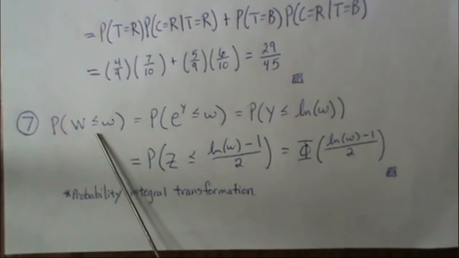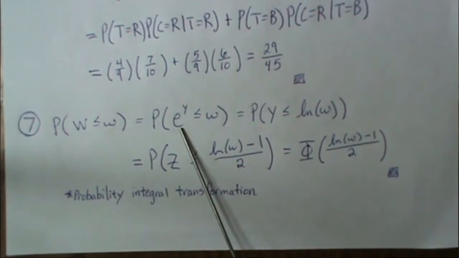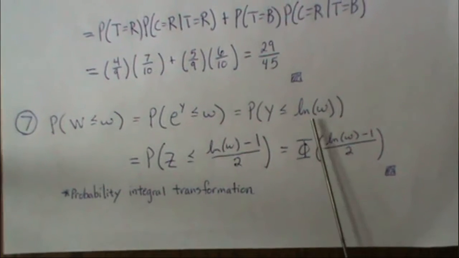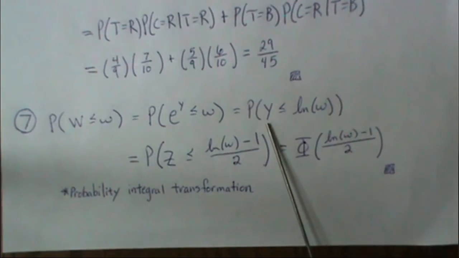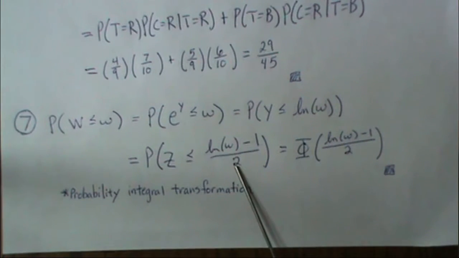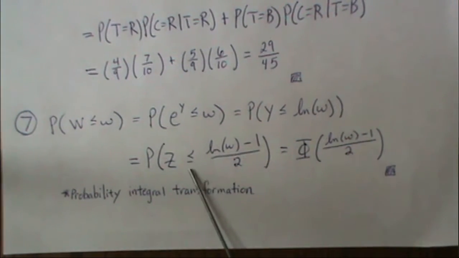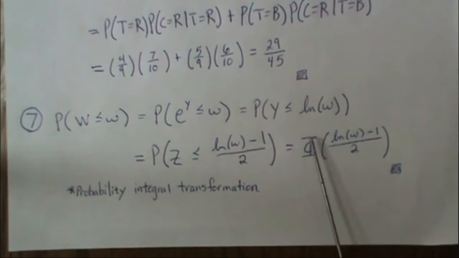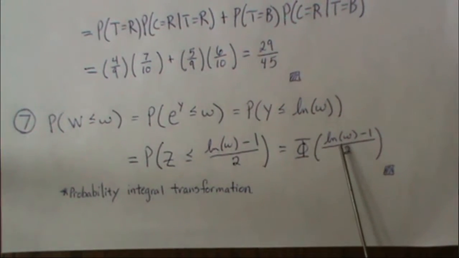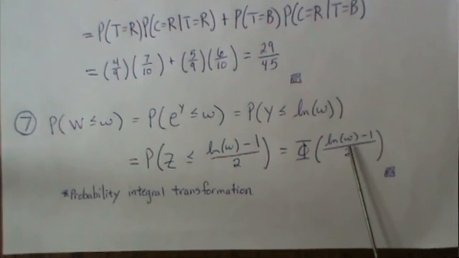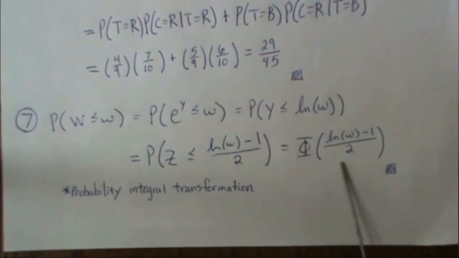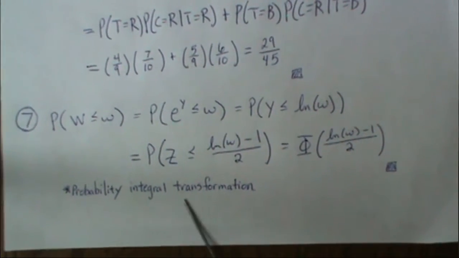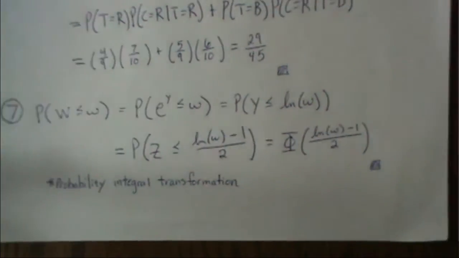So let's look at this. W is e to the y, and if we take the log of both sides, we get y is less than this. But we know y is a normal distribution. So if we subtract the mean and divide by the standard deviation, this is a z distribution. The standard normal distribution, notationally, we write it like this, which says we're taking the probability of being less than this number, which is this. Well, this is uniformly distributed from 0 to 1. And again, if you want a quick little proof, you can look up the probability integral transformation.